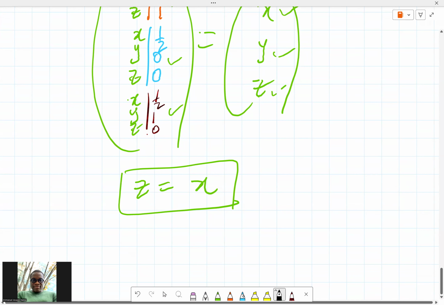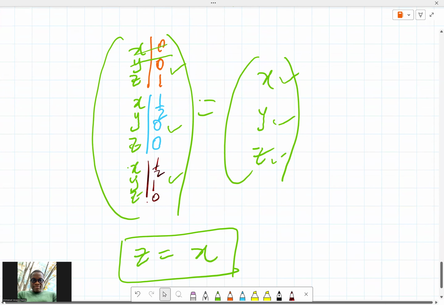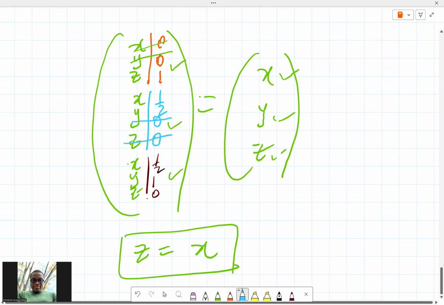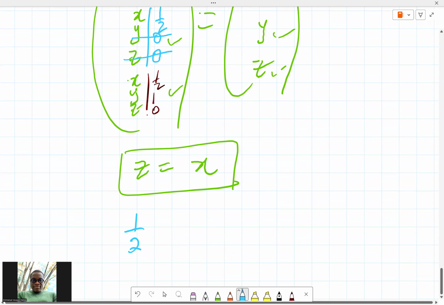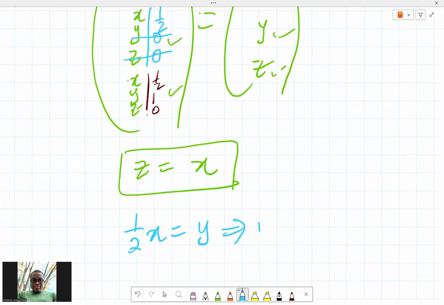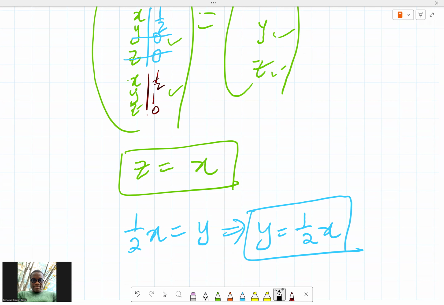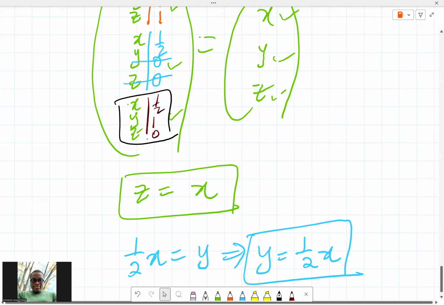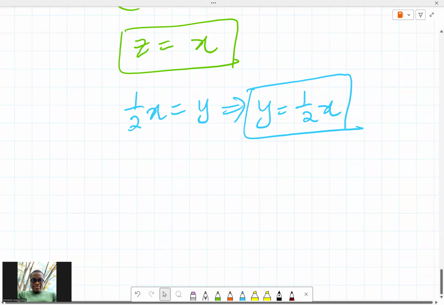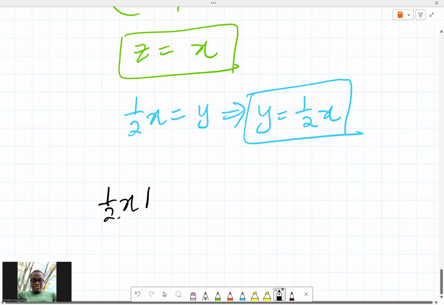Then the next thing is that y times 0 is gone, z times 0 is gone. So we have half x. So half x now is equal to y. Okay, half x equals y. That implies that y is equal to half of x. Okay, so that's gone. So we can also have the last one, which tells us that half x plus y equals z.